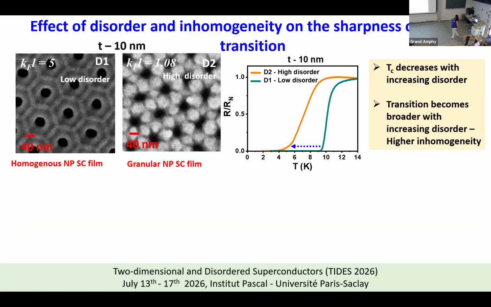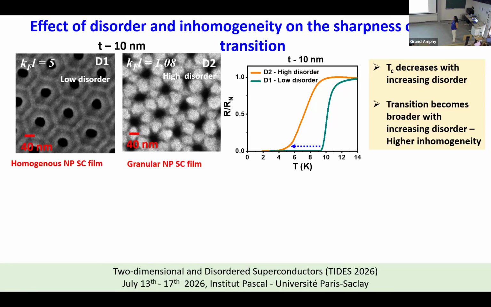And then we wanted to see whether we can tune disorder in these kinds of nanoporous films. We wanted to see the role of inhomogeneity, as well as to be able to see the SI transition. So we took two different kinds of templates, D1 and D2, and when we deposited the niobium nitride on these two templates, the morphology of the films was quite different.